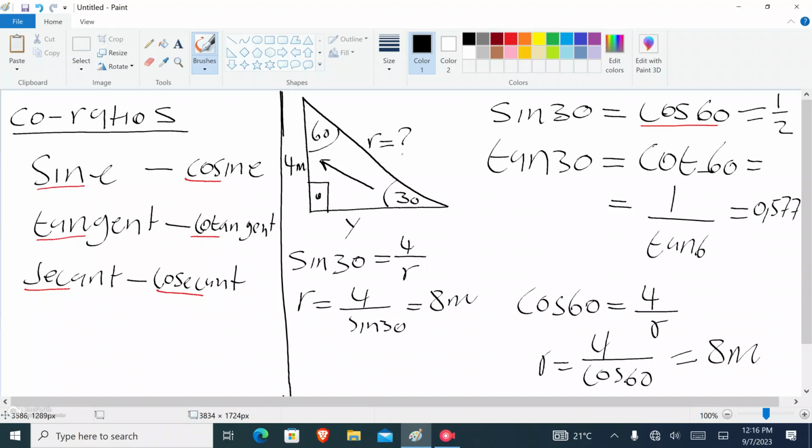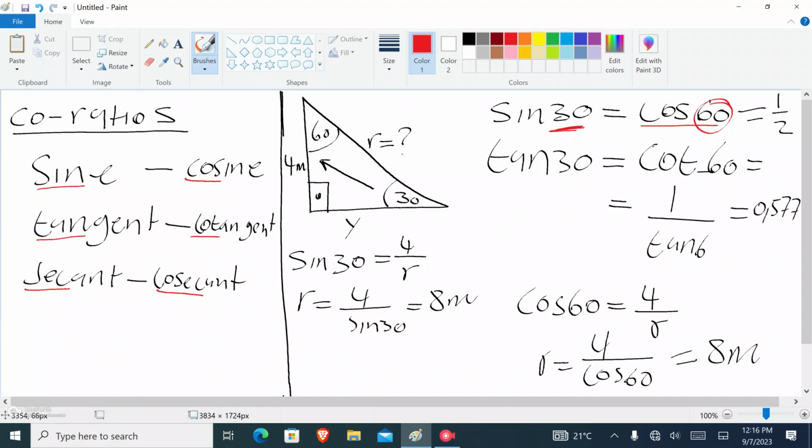Guys, so this is how you do your co-ratios. This is how you actually use your co-ratios. This is how the co-ratios work. They actually work hand in hand. But the angles then should be at least like these ones. When you combine these angles, they must give you 90. So what do I mean by that? If you can see 30 plus 60, they must give you 90 in this case. So that's where you're going to be able to use the co-ratios.